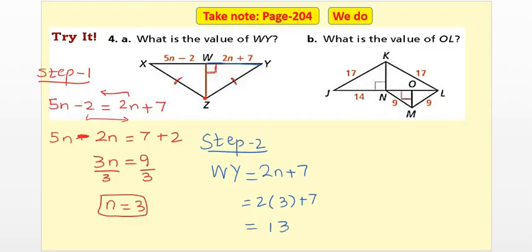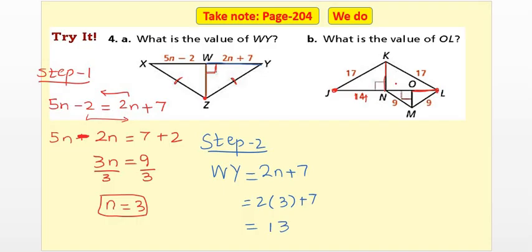Now in 4b it says how long is OL. So we can see over here that this is OL. Now actually there was a line segment that was JL. JL is 14 on this side. JL is the main line segment, and this KN is the bisector of JL.